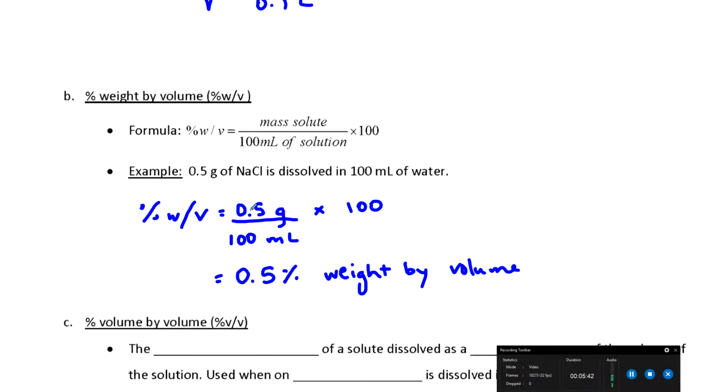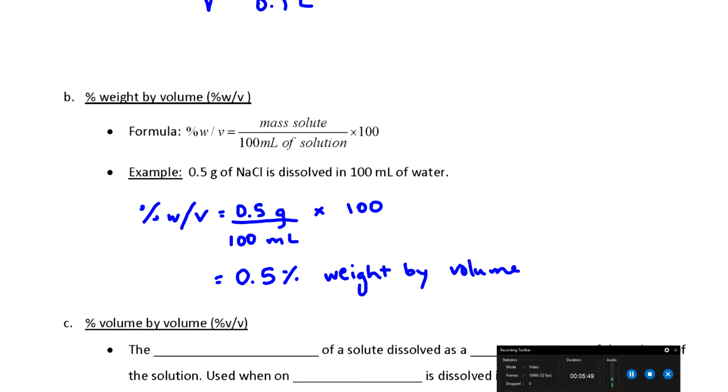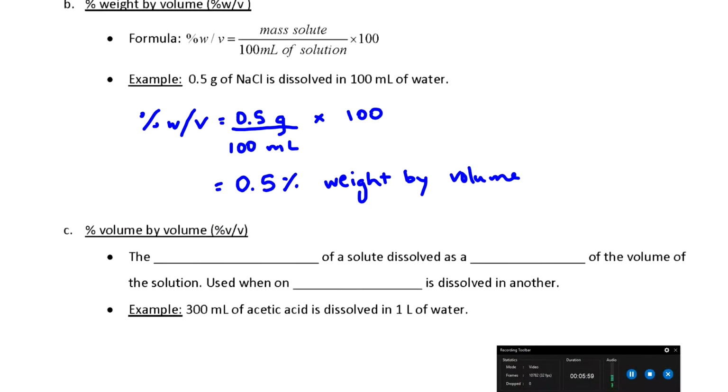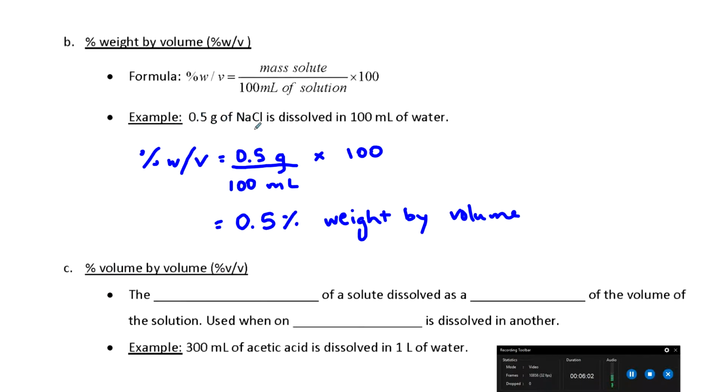Okay, so in that solution, just 0.5% of it is the actual solute. The rest is water. So this is a very similar idea, except now we're going percent volume by volume. Okay, so you would use the percent weight by volume if your solute was a solid. So in this case, sodium chloride is a solid, right? It's crystals. You would take like a scoop of it and add it to the water and stir it up.